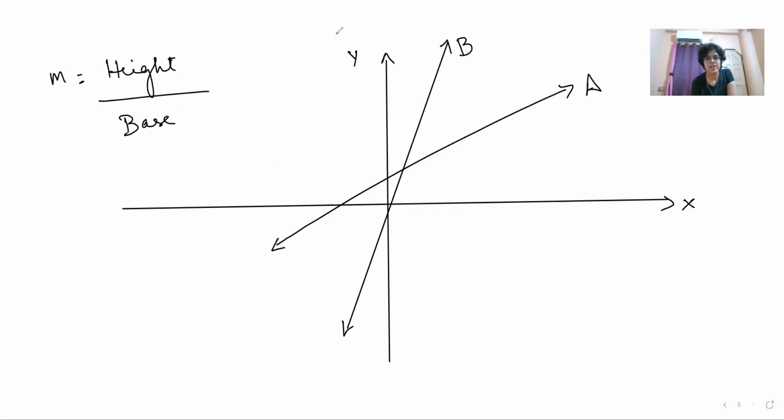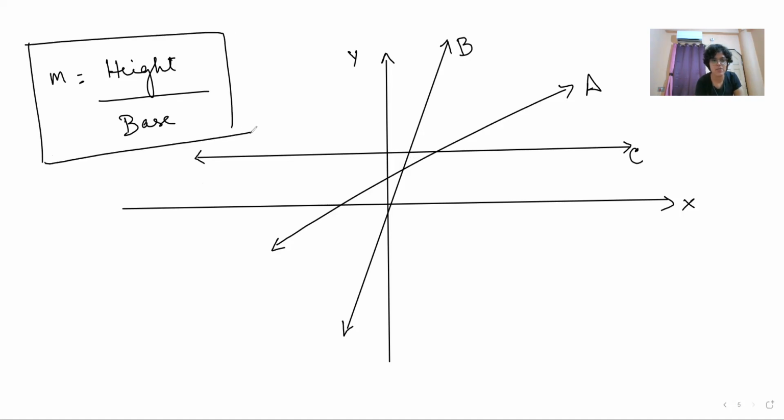Next, let's say I have a straight line that looks like this, right? Okay. And this is C. Now, what is the slope of C? How do we find this out? Well, again, we go back to our formula, very simple core concept, which is slope is equal to height over base. Now here, if you see, for C, we don't have a height, right? We don't get any tilt or inclination. It's zero. The height is zero.